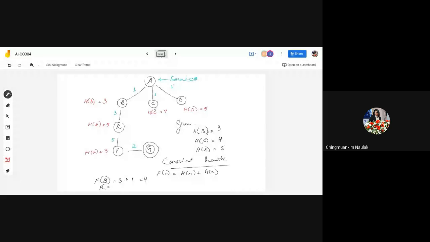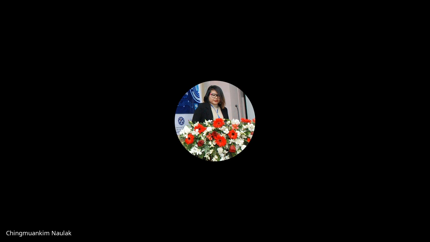F of C is having heuristic value 4 plus 1 is 5, and for D it would be heuristic value plus 1, that is 6. And you are going to find out the minimum of these functions B, C, D, which you have just calculated, and f of B is 4. So you will choose the node B and explore this path, okay?